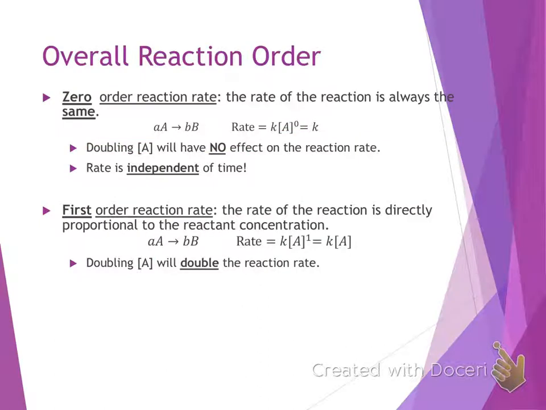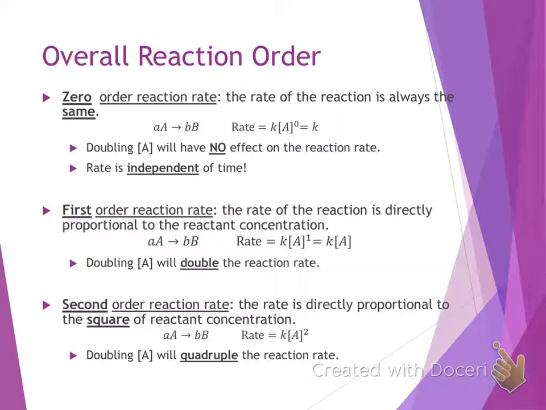Whenever we have a first order reaction, our rate is directly proportional to the reactant concentration. So our concentration is raised to the first power, so doubling the concentration of A would double the rate of the reaction. If we halve the concentration, it's going to halve the rate. If we multiply the concentration by 6, the rate is going to go up by 6, so directly proportional.